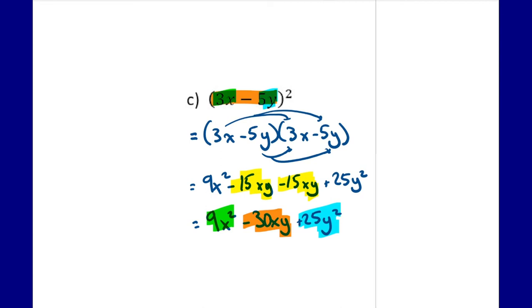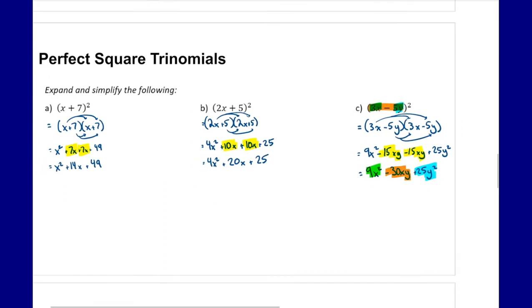3x times 3x is 9x squared. Negative 5y times negative 5y is positive 25y squared. 3x times negative 5y is negative 15xy, but then times that by 2, and we get negative 30xy. So that kind of pattern is the same in all the other ones.